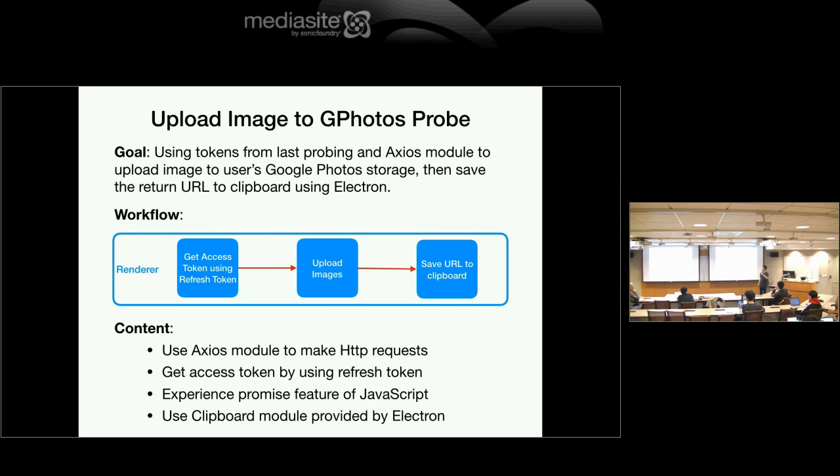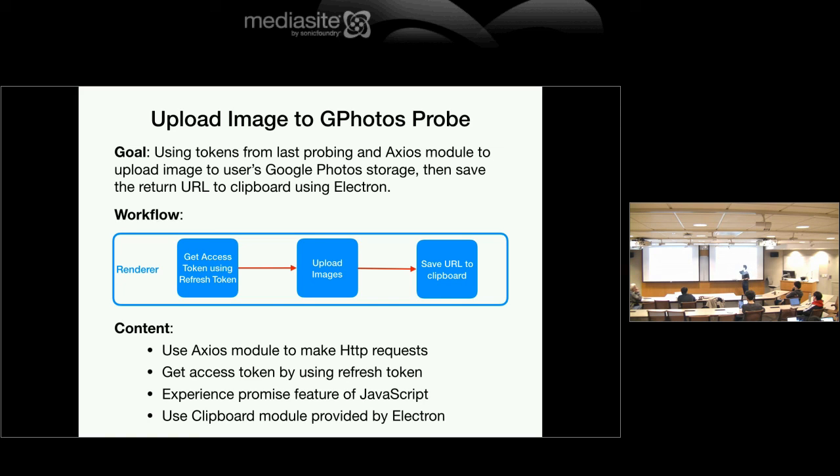The third probe is uploading an image to Google Photos, which is a follow-up probe of the last one. This probe is going to demonstrate how to use the refresh token we just got and the Axios module to upload images to Google Photos. And when we have the URLs of the uploaded images, how to write them into the system clipboard using the Electron framework. The workflow this time is quite simple.